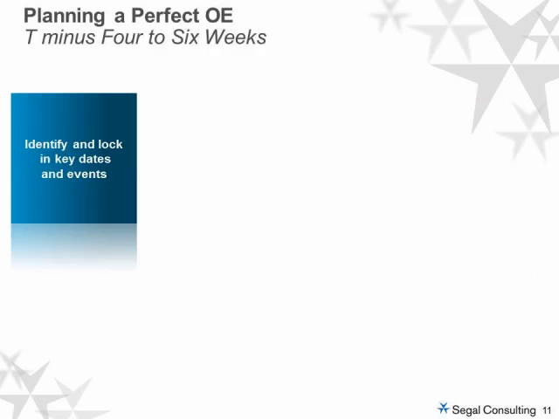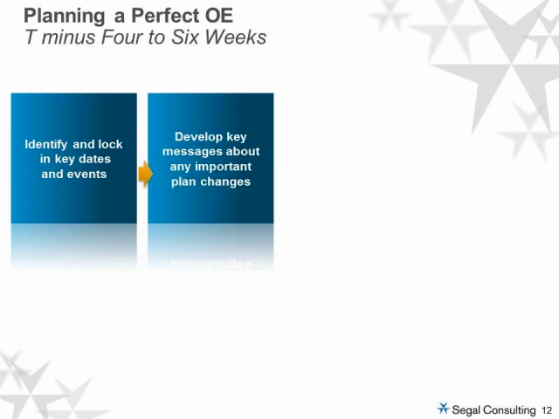So let's look at planning a perfect open enrollment from a timing perspective. About 4 to 6 weeks out, it's important that you identify and lock in the key dates and events that are going to take place during open enrollment, things like benefits fairs or employee meetings. You should also be developing key messages about any important plan changes that are going to take place so that you're ready when they do take place.